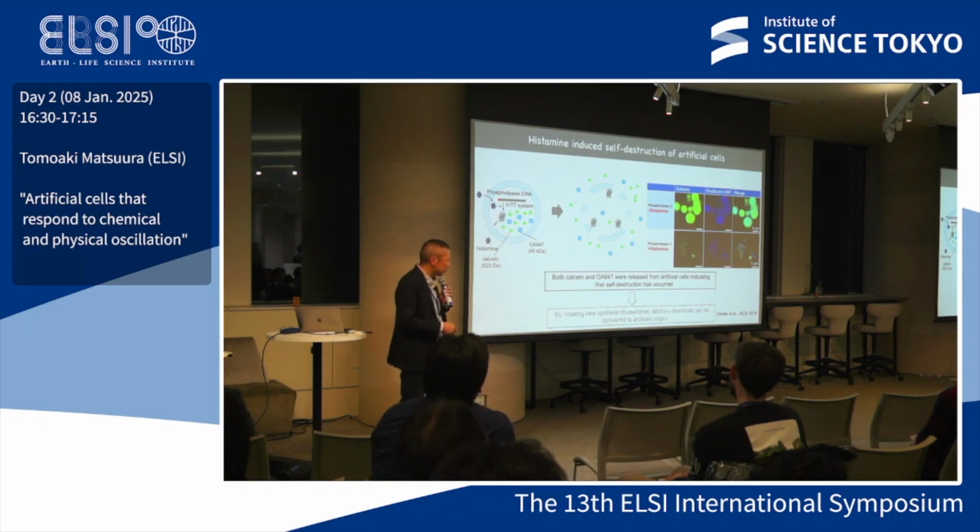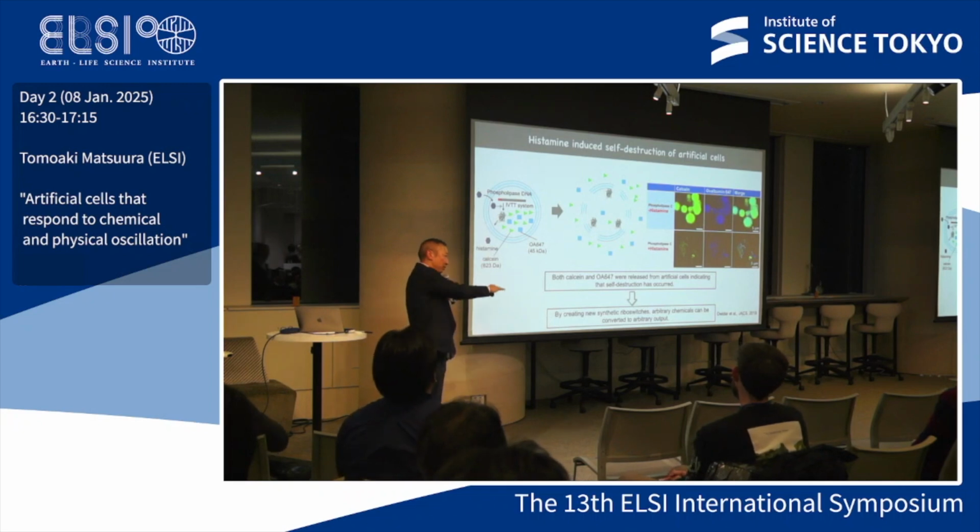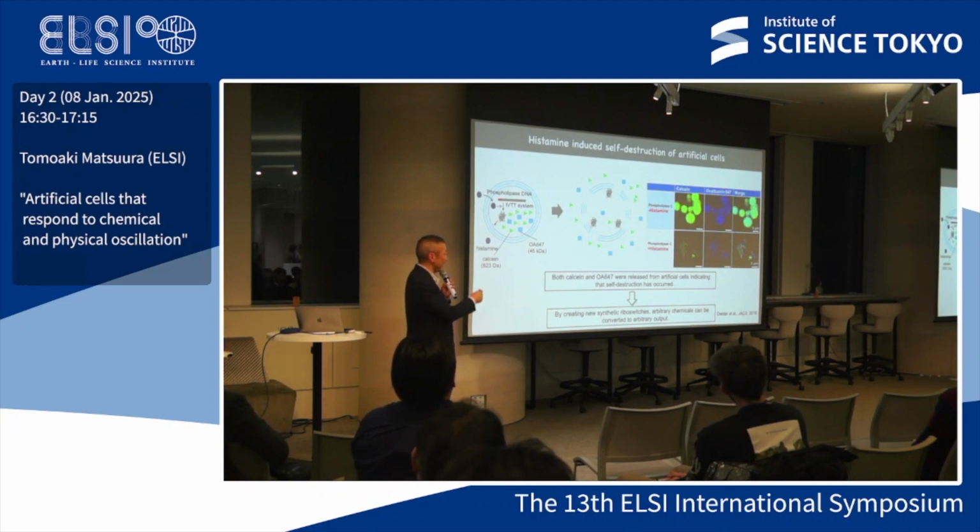So the take-home message here is that we first created a new riboswitch. So the response element is new, and the output, meaning the killing suicide switch, is also synthetic. So whatever input can be converted to whatever output you want. And so this kind of design can be applied with our artificial cell.